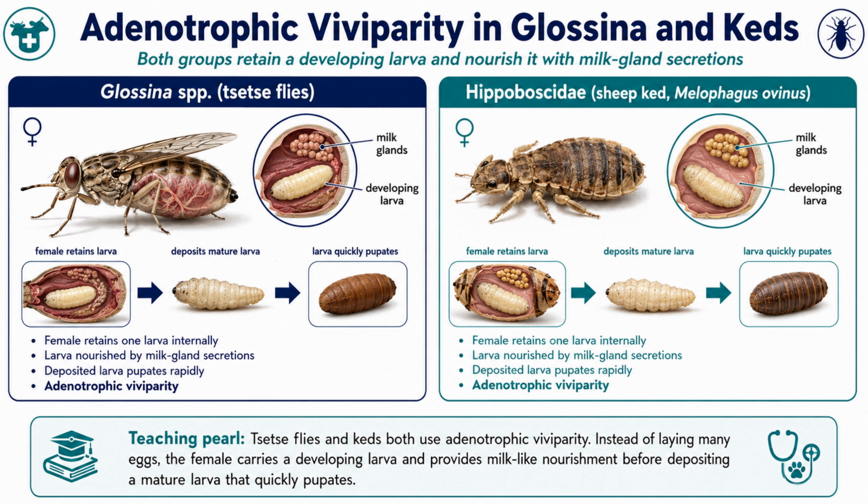If we anthropomorphize just a little, this is part of what makes these flies feel so strange and memorable. The female is, in a loose sense, carrying her young internally and providing a milk-like nourishment before release. It is not mammalian pregnancy, of course, but it is an unusually intimate and highly specialized reproductive strategy for a fly. The key teaching pearl is that Glossina and Hippoboscidae share this same broad reproductive pattern.